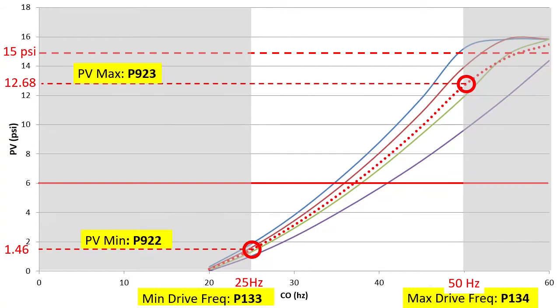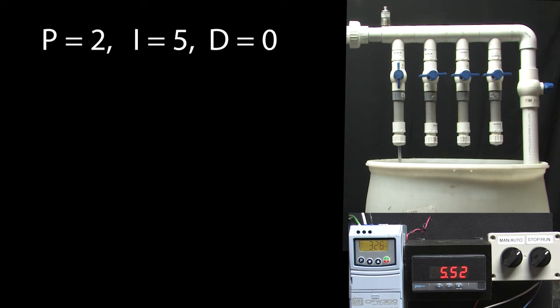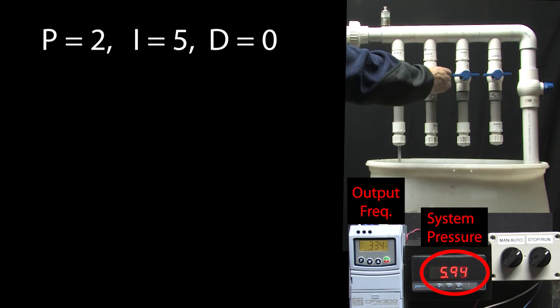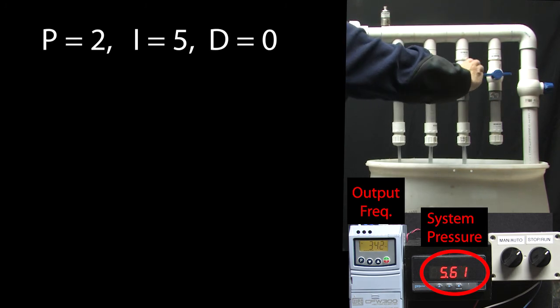I've already entered all 4 of those into the drive, so let's switch this thing on and try it. I have P set to 2 and I set to 5 for this demo. Looks like to hold 6 psi, PID has the drive running at around 33.4 Hz. Except it's not quite at 6 psi, which means our line is a little bit off.